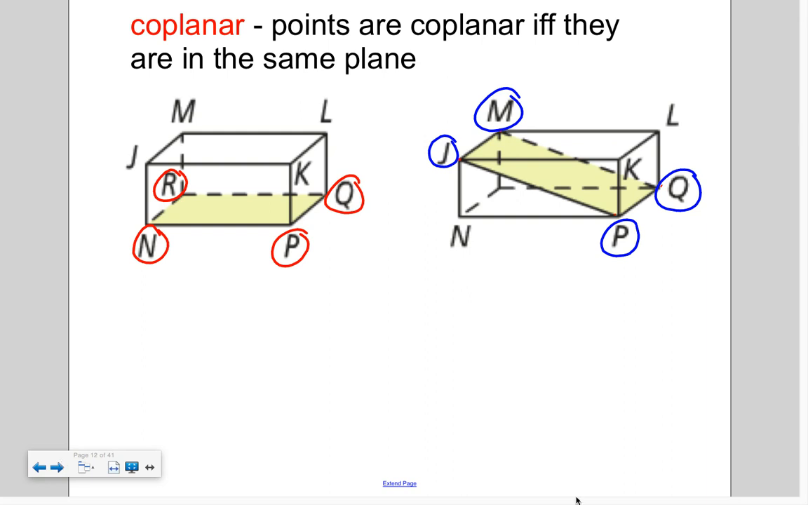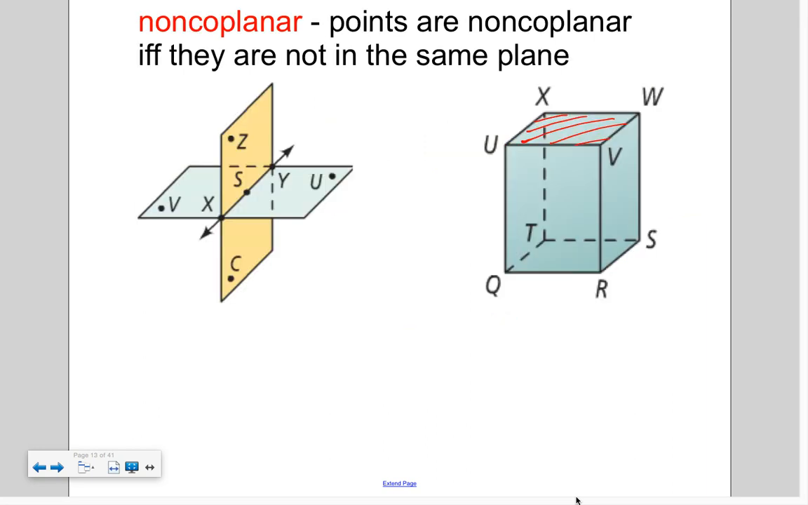Now, just like there's collinear, we have coplanar. Well, we have non-collinear, and we have non-coplanar. Points are non-coplanar if and only if they're not in the same plane. Now here we have, let's say, our horizontal blue plane here on the left. Well, if we looked at the set of all the points shown here, we know that they would be non-coplanar because point Z and point C are not on that blue plane. Therefore, it'd be a set of non-coplanar points.